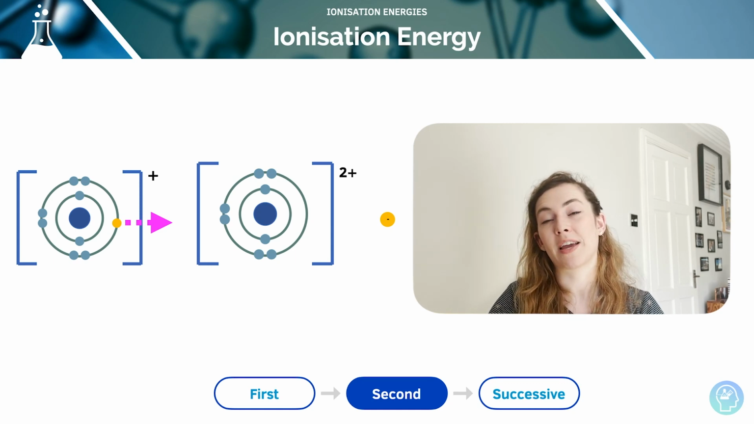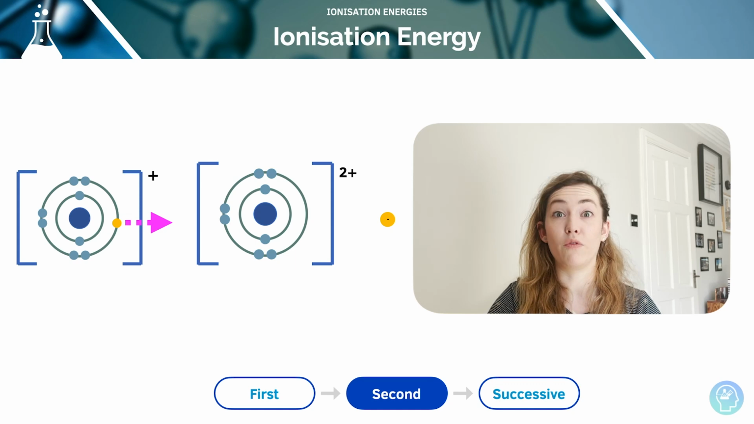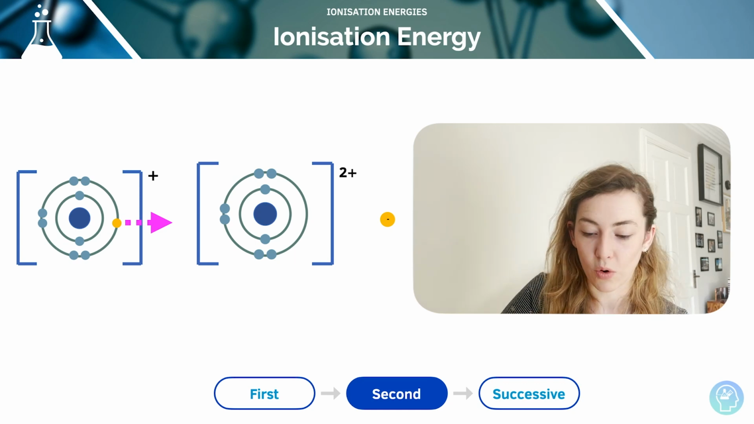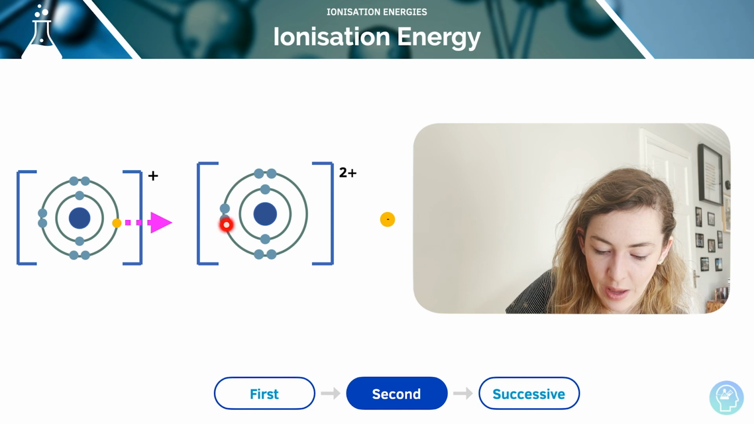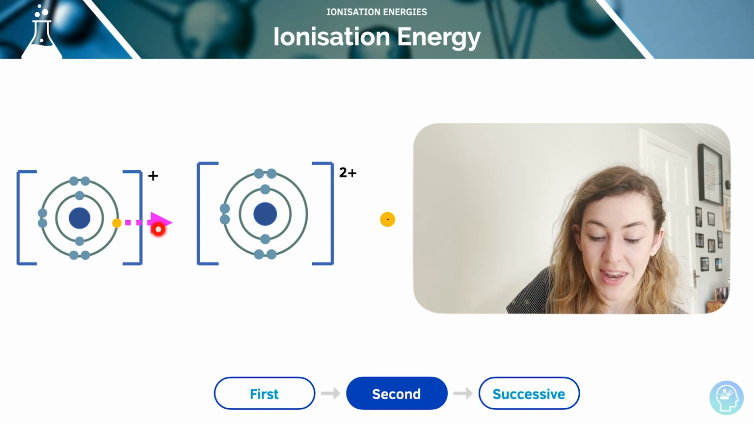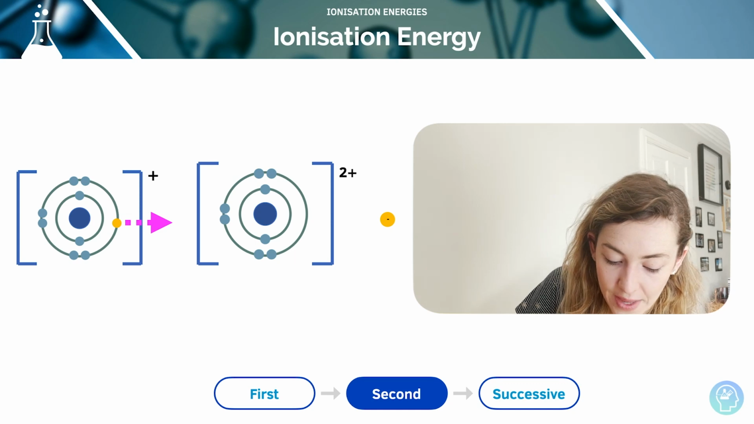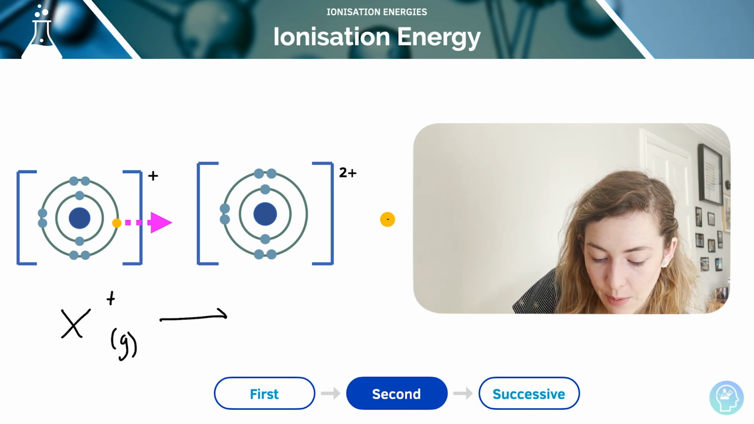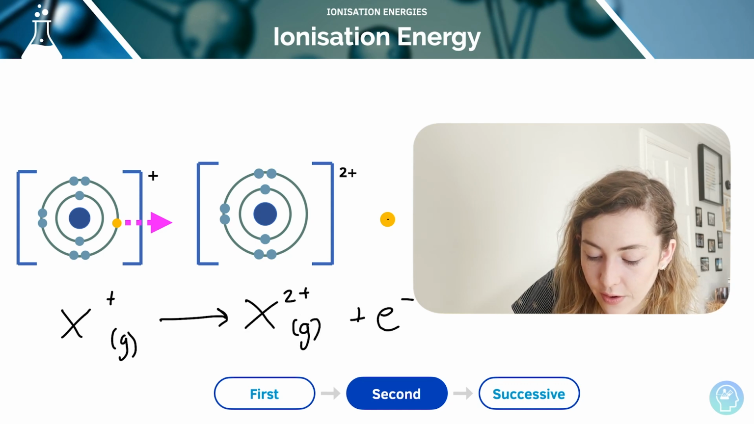Some students will say the second ionization energy is the energy required to remove 2 electrons to leave a 2+. It's not. It's the energy required to remove 1 electron from 1 mole of 1+ ions to form 1 mole of 2+ ions. So here's our example here. We've got a 1+, we're removing the next electron, that's leaving us with a 2+ ion and the electron. So if we write that out, we would start with a 1+ charge, and we're going to end up with a 2+ and another electron.